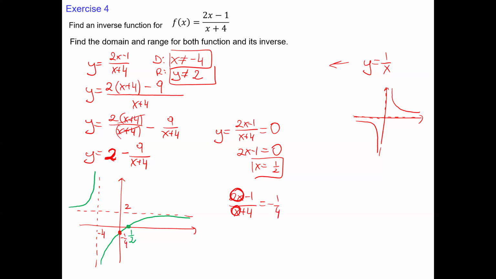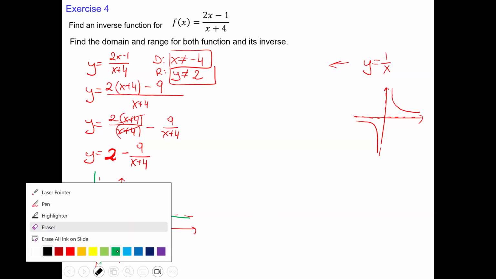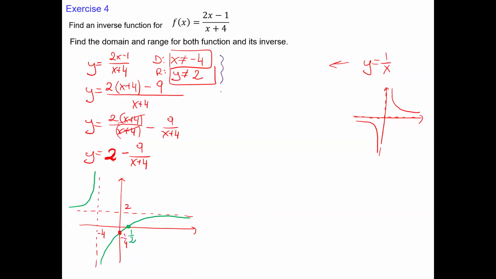We have the graph. It's definitely one-to-one, but x is not defined at negative 4 and y is not defined at 2. Okay, let me erase this. Make sure that you know how to use the transformation. And now we need the inverse. I can maybe use a different color. Let's find the formula.